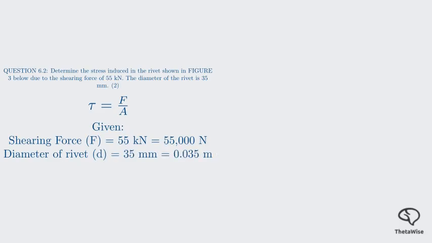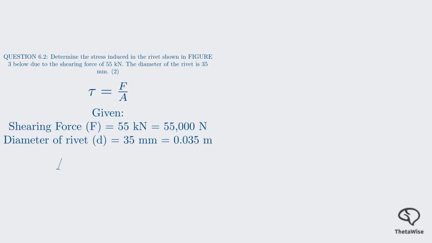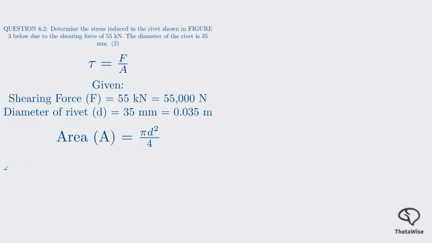The first step is to calculate the area over which the shearing takes place. This is the cross-sectional area of the rivet. For a circular cross-section, the area, A, is pi times diameter squared, all divided by 4. Plugging in our values, the area is pi times 0.035 squared, divided by 4, which equals approximately 9.621 times 10 to the power of negative 4 square meters.